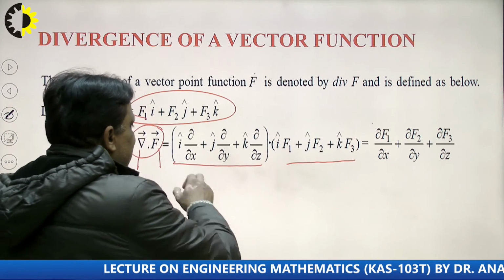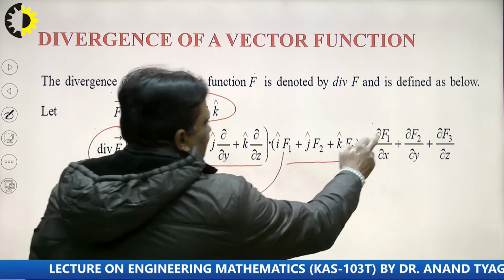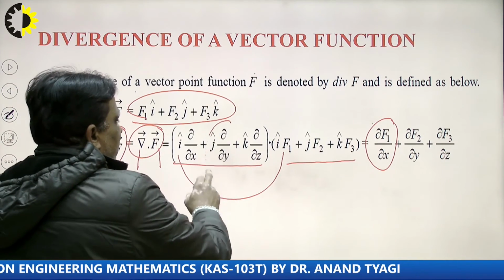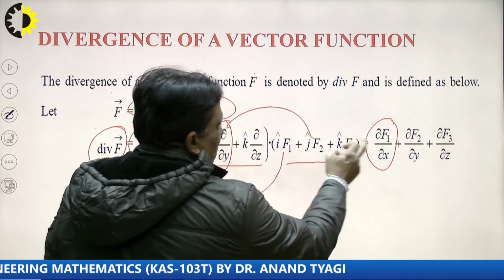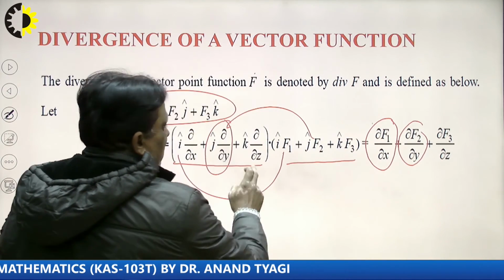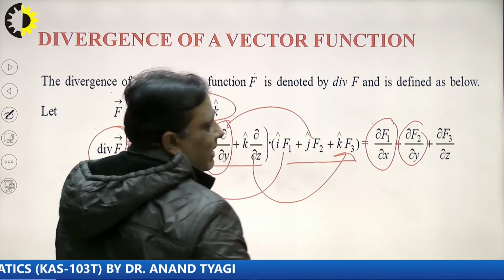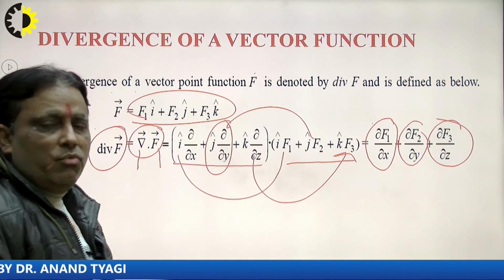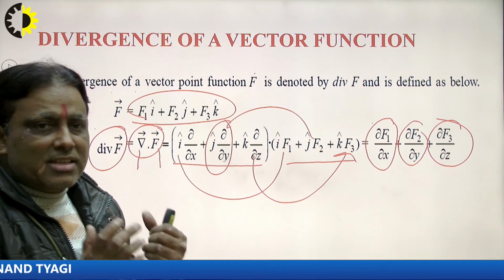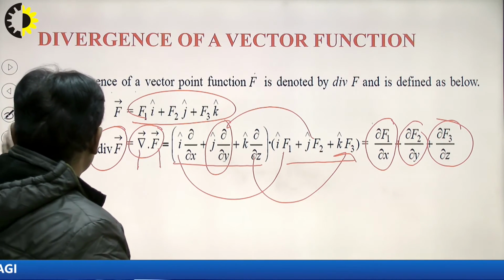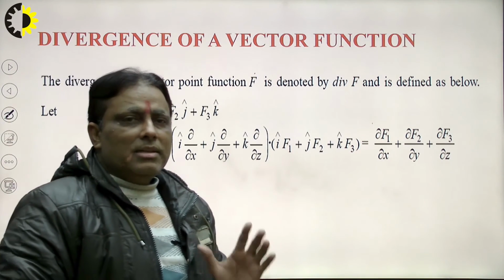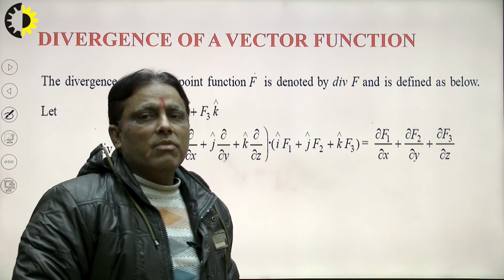Suppose I want to calculate del dot f here. So what will be the result? i dot i is 1, so I write del f1 over del x, and del f2 over del y with respect to j, and with respect to z, k dot k is 1, so I write del f3 over del z. That means we differentiate partially with respect to x, y, z, and their sum is known as the divergence of a vector point function. Student, keep in mind, this plays the most important role in the future.